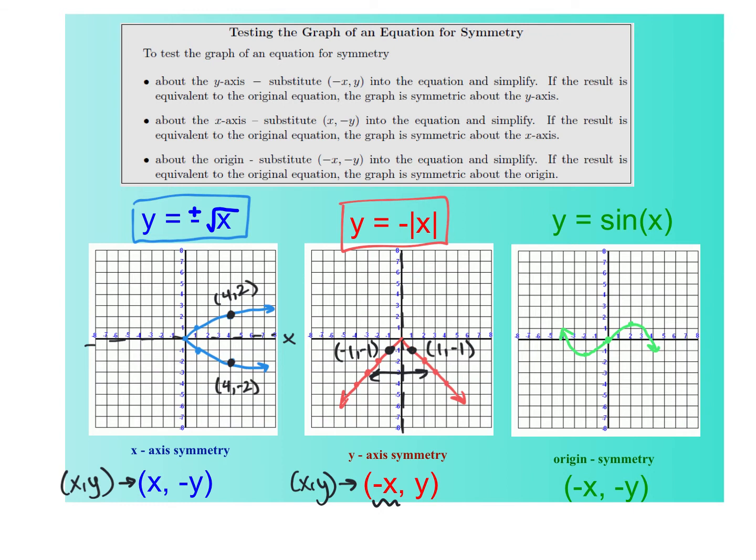And we can similarly test for origin symmetry with the points. For every x, y coordinate, we should also have an ordered pair with the opposite, negative x, negative y coordinates. So let's say, for simplicity's sake, this coordinate is at 2, 1. We should also have a coordinate at negative 2, negative 1.